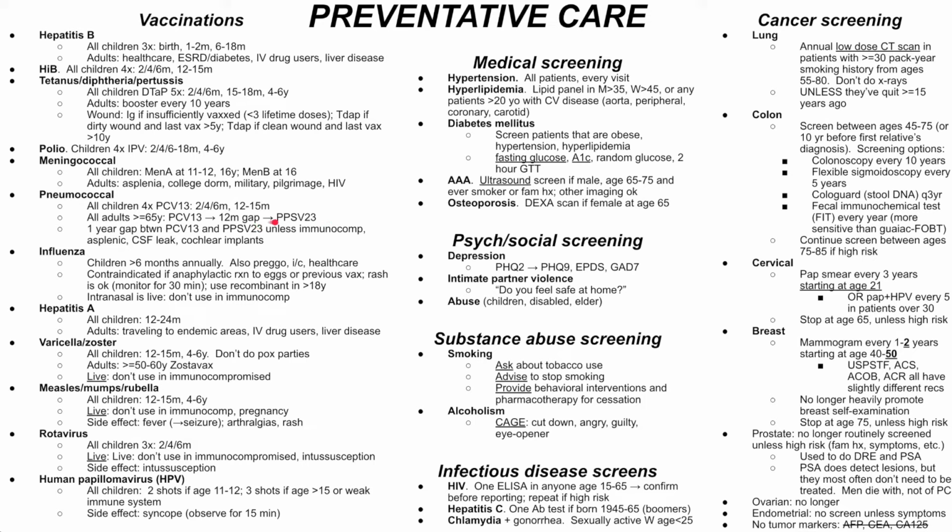You don't need to worry about this gap if the patient is immunocompromised, if they're asplenic, if they have cochlear implants, and if they have a CSF leak. So normally in adults, you give it with a 1-year gap unless they are particularly at high risk for pneumococcus.